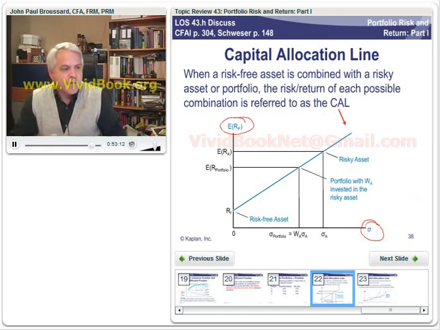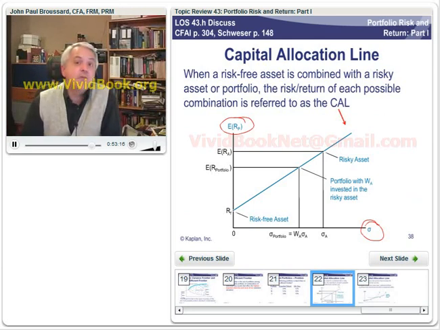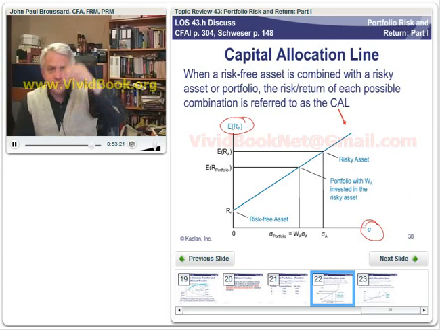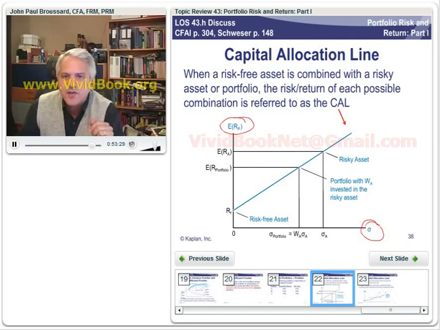So let us suppose that we have a risky asset. That risky asset could be a portfolio or it could be a single asset. Don't get too worried about that for right now. But this risky asset generates this expected return and standard deviation.